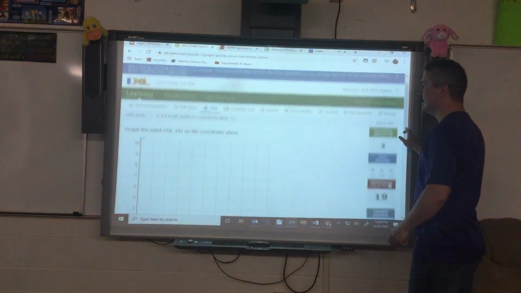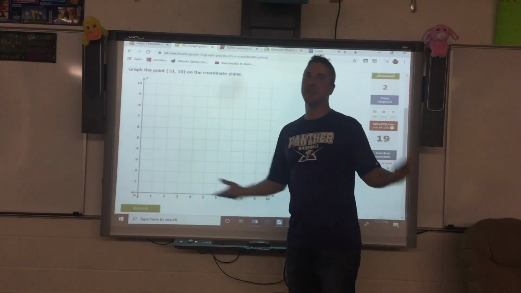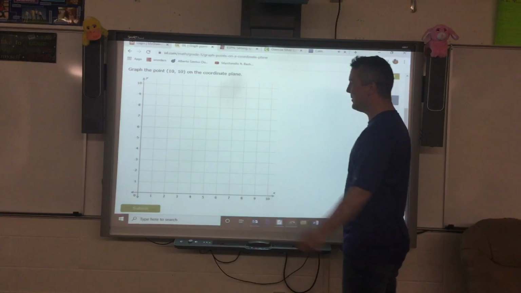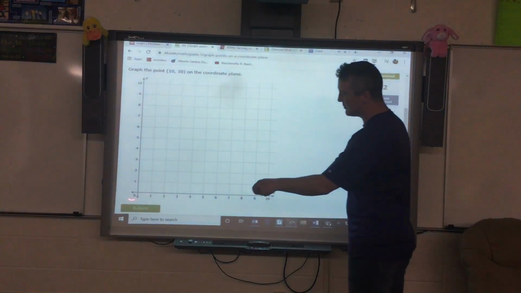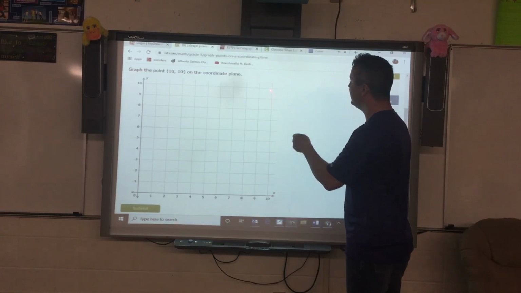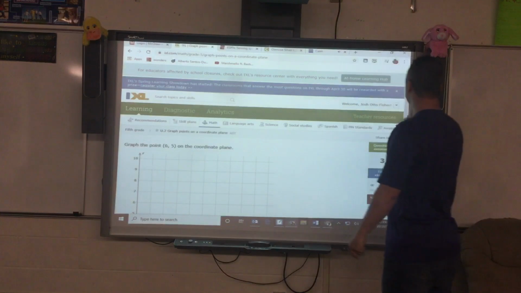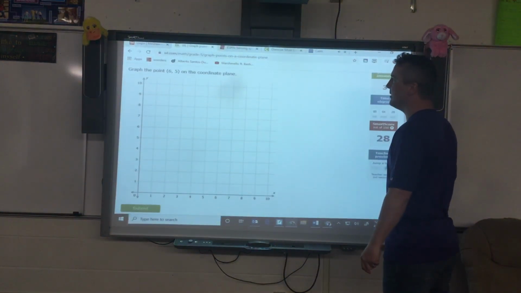All right. Now, this one's kind of nice. It's 10, 10. You can't mess this one up. Even if you got X and Y mixed up, you'd still be able to find it going over 10. So starting at my origin, 0, 0, go over 10, go all the way up to 10. This would be my spot. Not bad. We'll try one more, and then you're going to be graphing them.